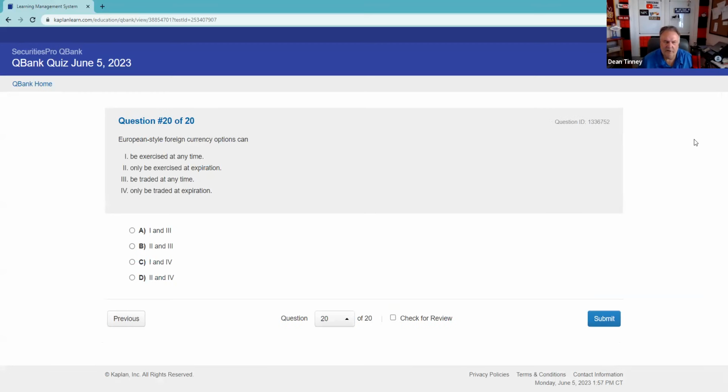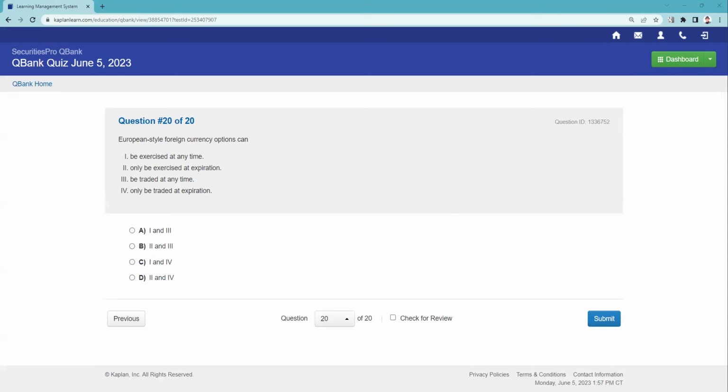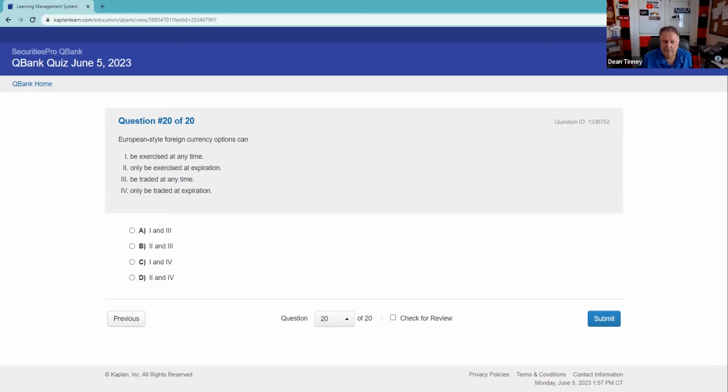European style foreign currency options can. I think they can only be, wait, hold on. I think they can only be exercised and traded at expiration. No, you can trade them, any. Yeah, they can. Could be, yeah, 2 and 3. Excellent. I think that was excellent performance.